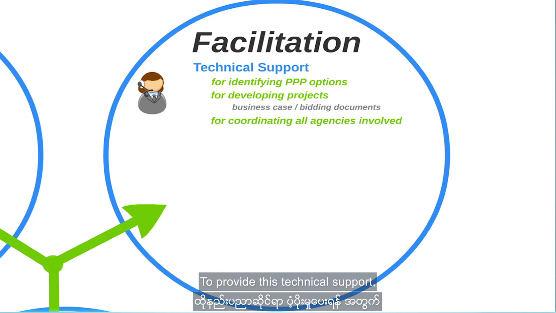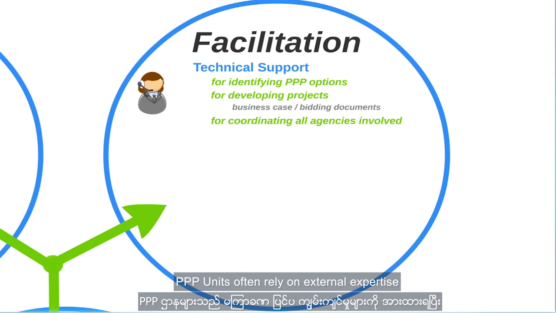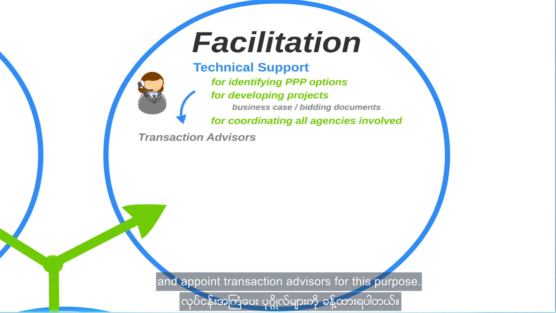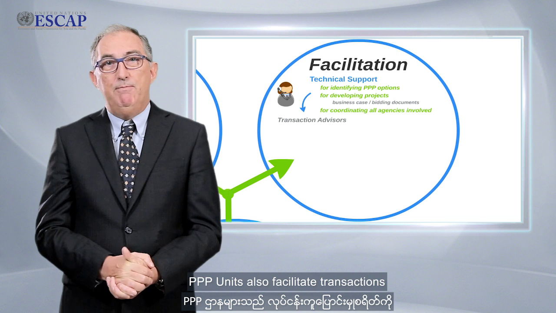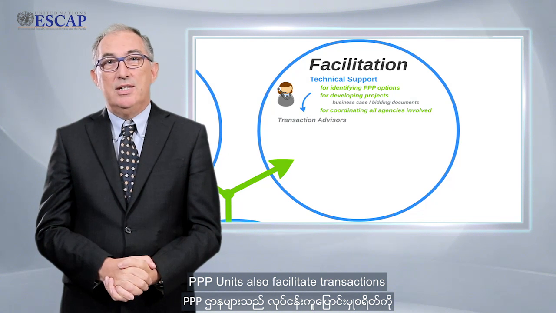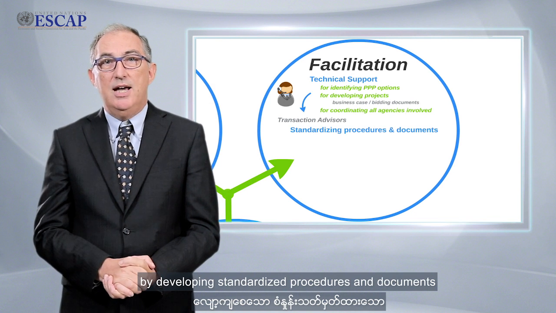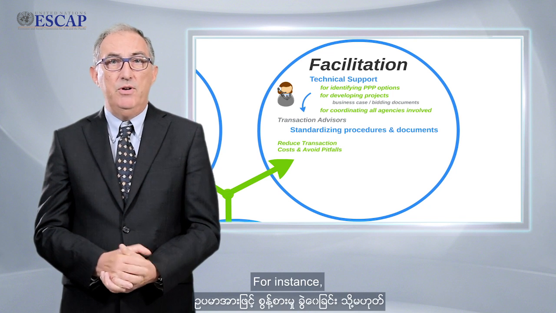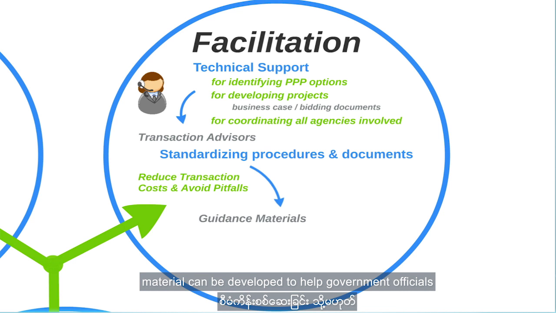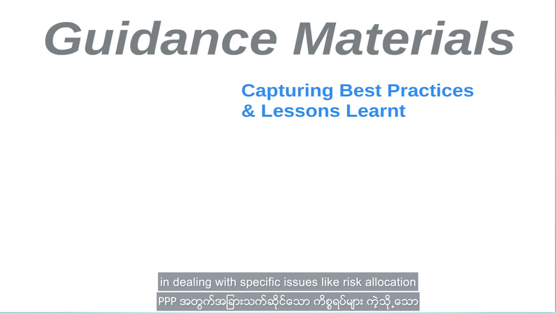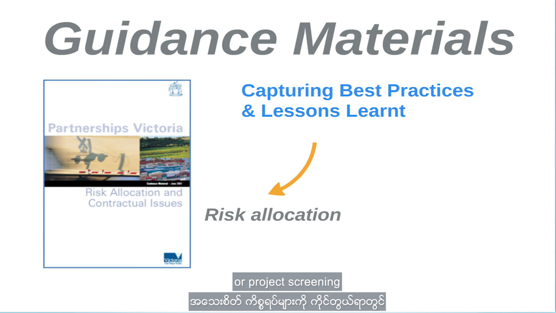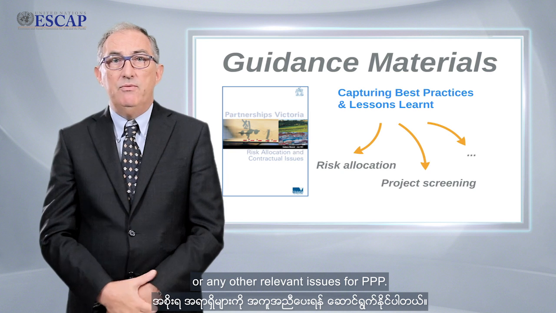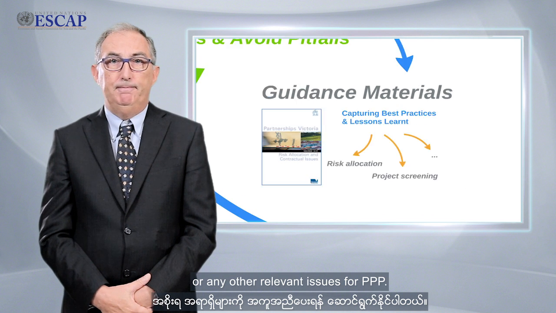To provide this technical support, PPP units often rely on external expertise and appoint transaction advisors for this purpose. PPP units also facilitate transactions by developing standardized procedures and documents that reduce transaction costs. For instance, material can be developed to help government officials in dealing with specific issues like risk allocation or project screening, or any other relevant issues for PPP.